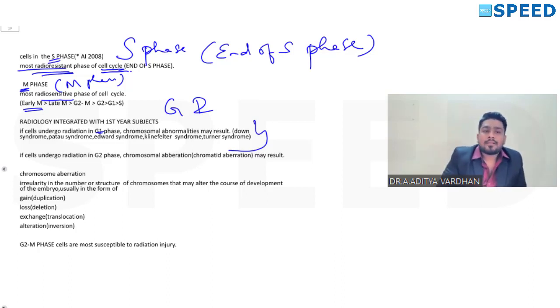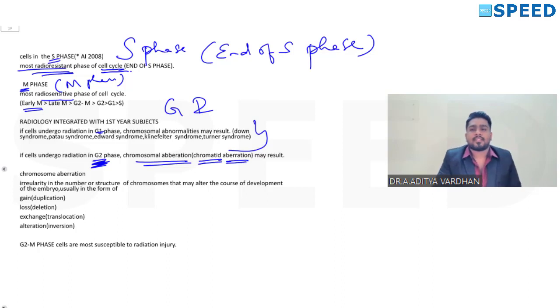Like that, when the cell is in G2 phase, the cell will undergo chromatid aberration. For your knowledge, what are chromosomal aberrations? Chromosomes undergoing duplication, deletion, inversion, translocation, those are abnormalities. So these are all the points I collected regarding the cell cycle and radiology.